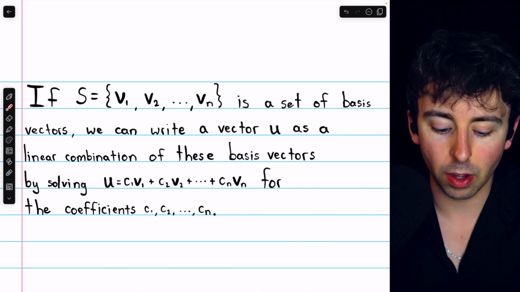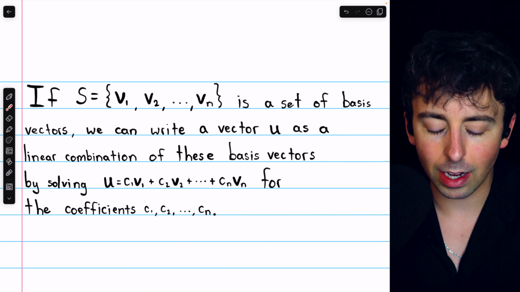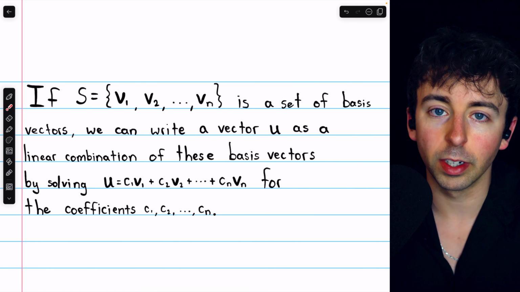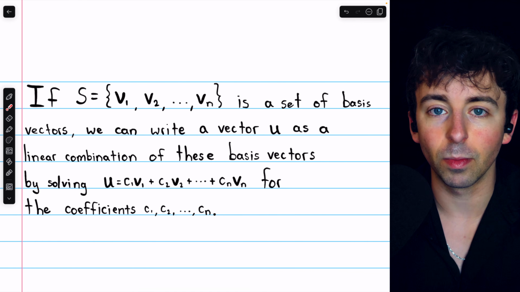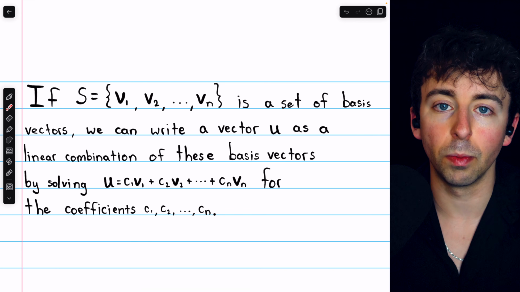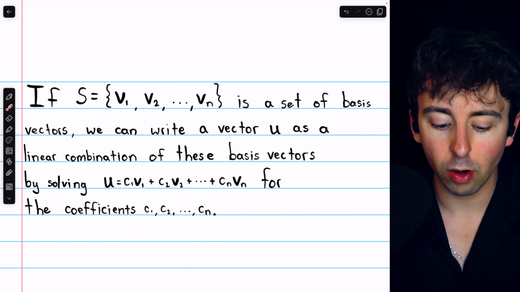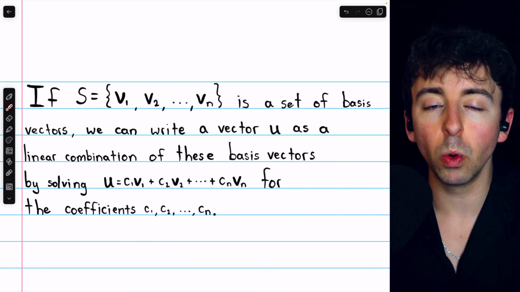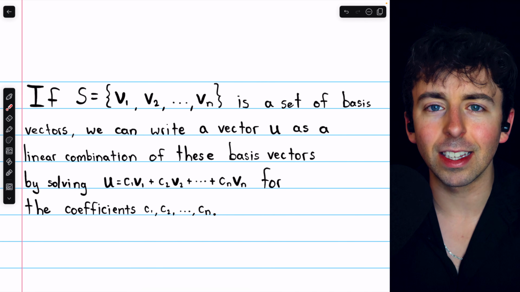We could write a vector u as a linear combination of any basis vectors by just solving this equation. We could turn it into a system of equations and use Gauss-Jordan elimination in order to solve for those coefficients, which would be the coordinates of u relative to the basis S. But for orthogonal and orthonormal bases, there's actually an easier way.